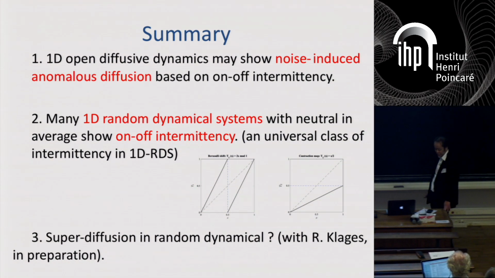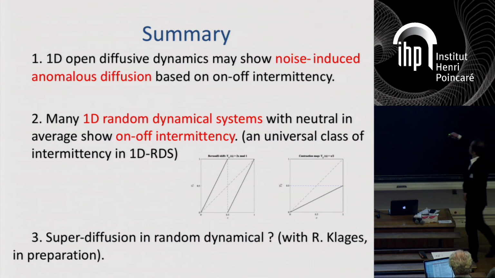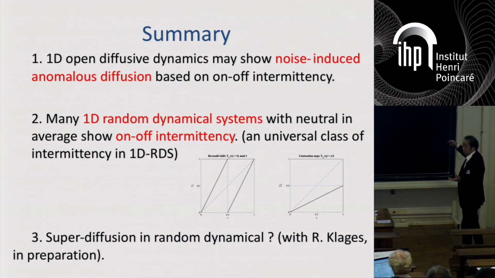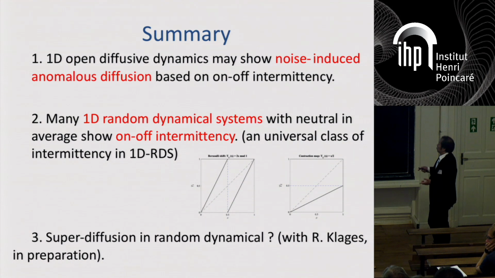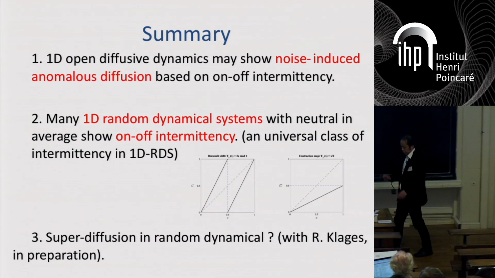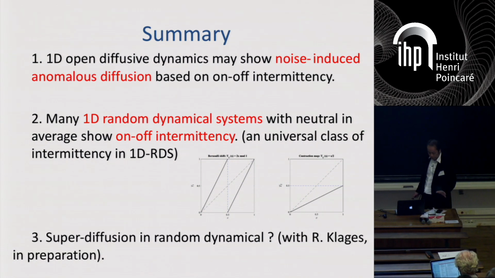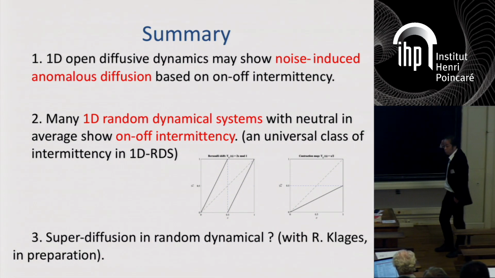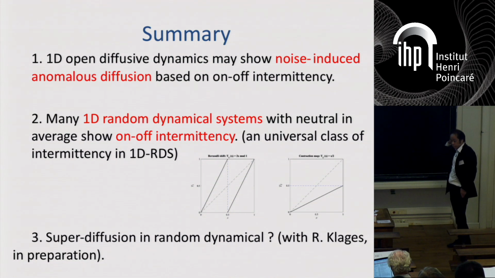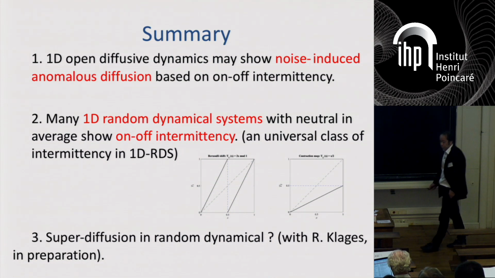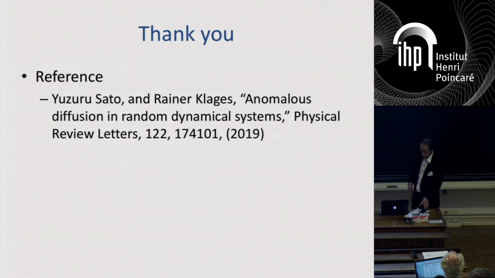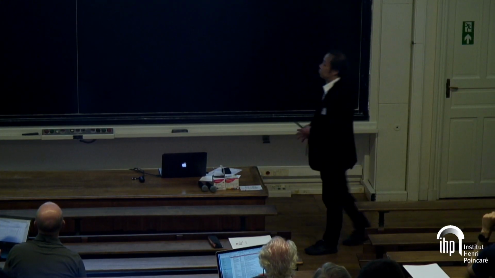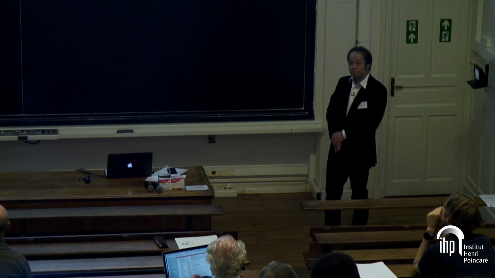And then we are working on superdiffusive dynamics in random dynamical systems in one dimension, but so far we couldn't find any. Maybe some spatial configuration is important or some other property is necessary, but we are still looking for another anomaly corresponding to Levy walk. Right. So this is the reference for this entire talk. Thank you very much.